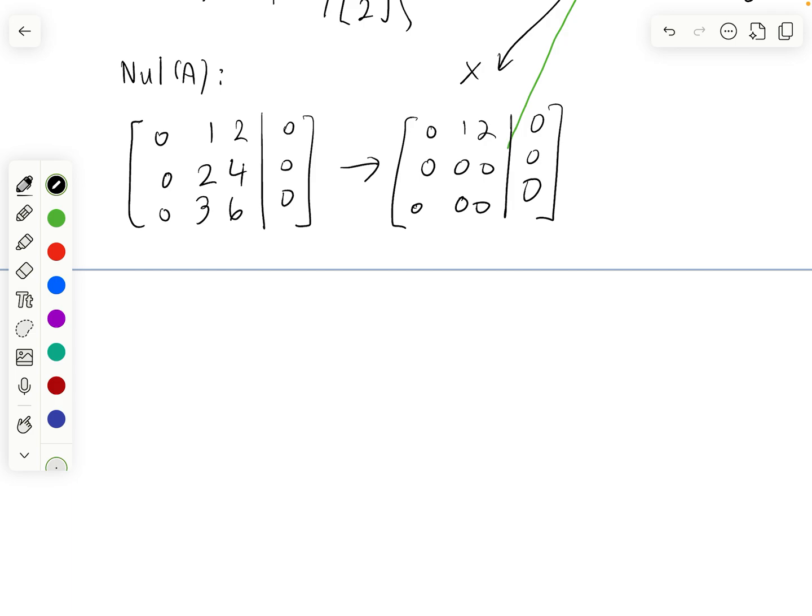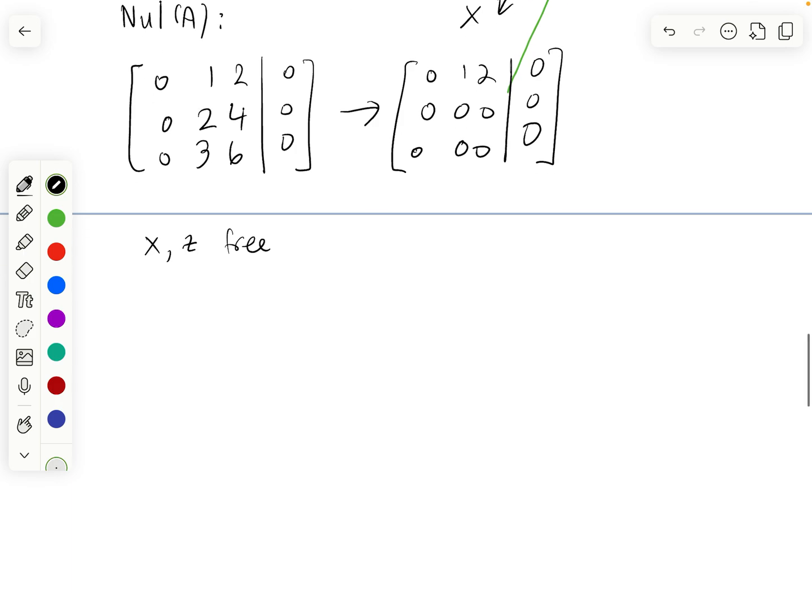Well, we have one leading variable, which is y, and then we have two free variables, which are x and z. So x and z are free, and y is not free. So let's say x is equal to t, and we set z equal to s. Then the first equation reads y plus 2z equals 0. So y is equal to negative 2z.